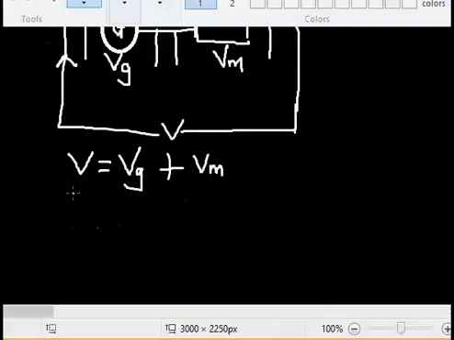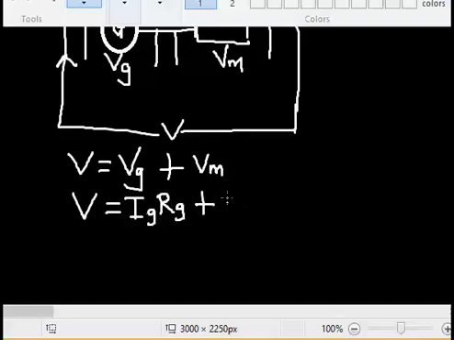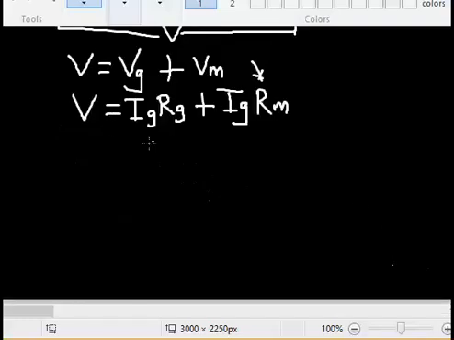So the voltage I want to measure, V, is going to be equal to the voltage of the galvanometer, which is given as IG times RG, the resistance of the galvanometer. Then the voltage of the multiplier is going to be equal to the same IG, since it is the same current passing through the multiplier, times the resistance of the multiplier. Now, the whole idea is for me to get this resistance of the multiplier, so I have to rearrange this equation.